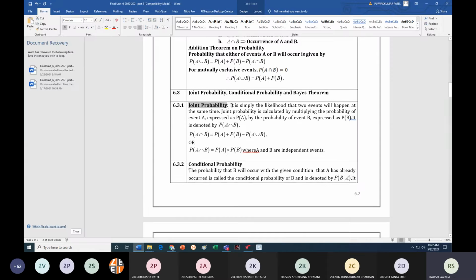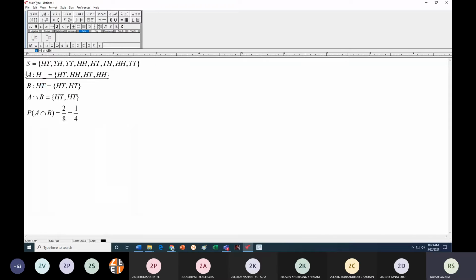That is the joint probability. Let us see the definition. It is simple: the likelihood of two events that will happen at the same time. Joint probability is calculated by multiplying the probability of event A, expressed as P of A, by the probability of B, expressed as P of B. That is denoted by P of A intersection B. P of A intersection B can also be calculated using the formula P of A plus P of B minus P of A union B. First way is this formula. Second way is using your outcomes.